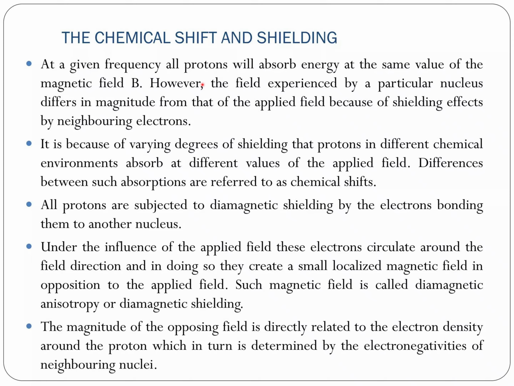At a given frequency, all protons will absorb energy at the same value of the magnetic field. However, the field experienced by a particular nucleus differs in magnitude from that of the applied field because of the shielding effect by the neighboring electrons. So what is actually the shielding effect?